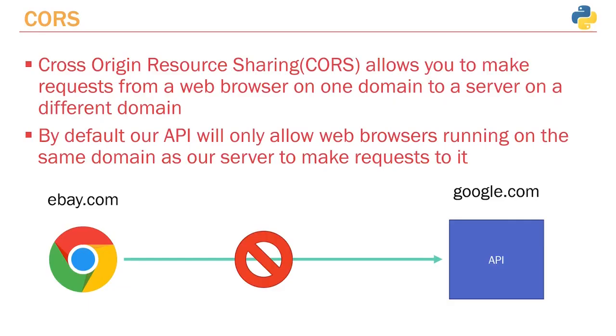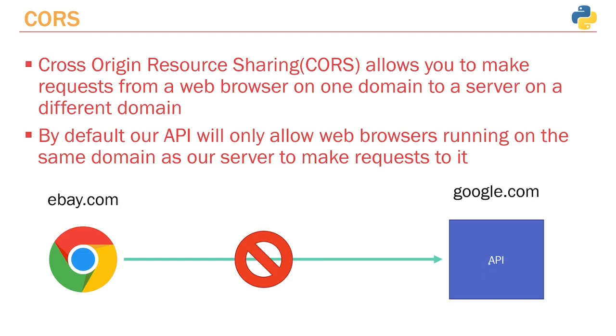So what exactly is CORS? CORS is short for cross-origin resource sharing. And so CORS allows you to make requests from a web browser on one domain to a server on a different domain. And by default, when you configure an API, whether it's in FastAPI or any other framework or language, you will only be allowed to send requests from a web browser running on the same exact domain as your server. And so what exactly do I mean by that?